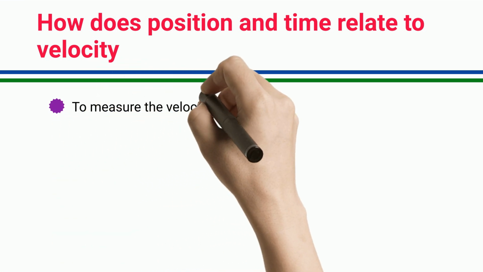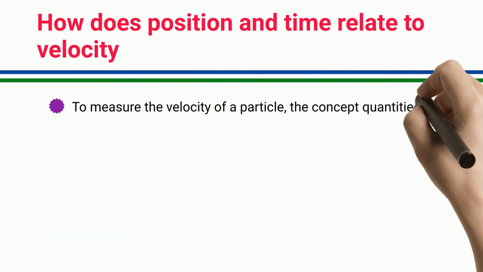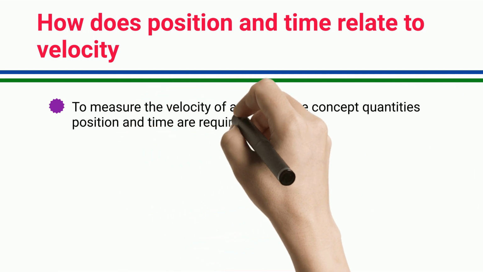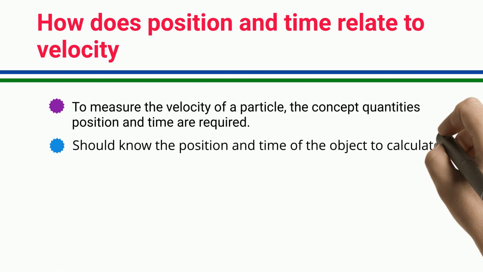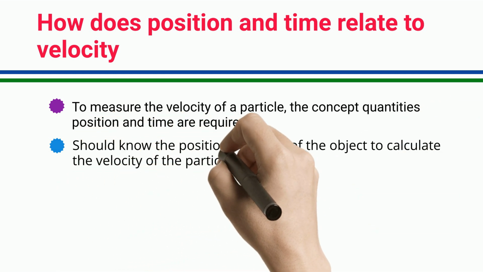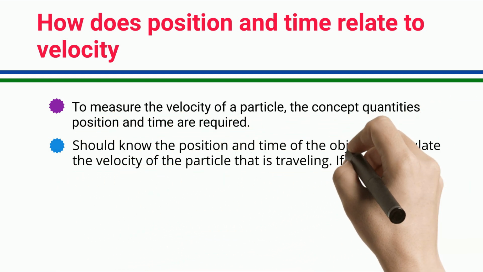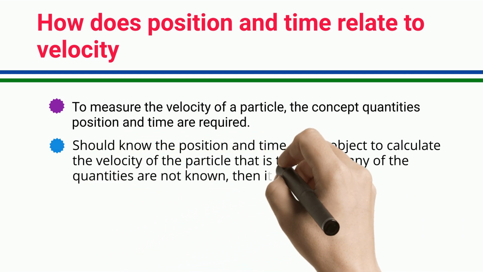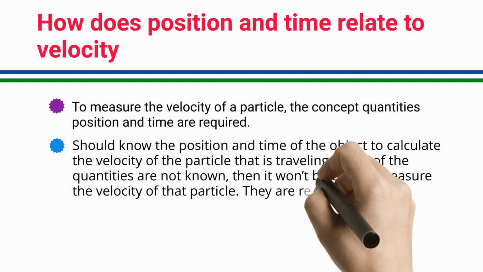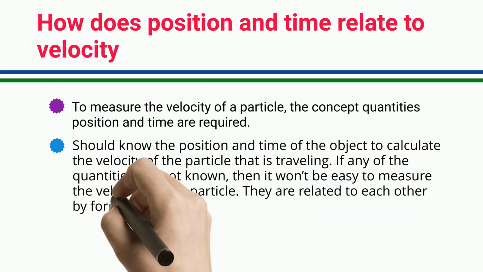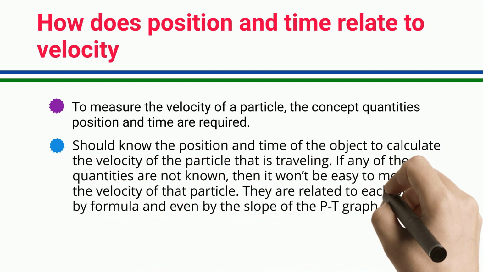How does position and time relate to velocity? To measure the velocity of a particle, the quantities position and time are required. We should know the position and time of the object to calculate the velocity of the particle that is traveling. If any of the quantities are not known, then it won't be easy to measure the velocity of that particle. They are related to each other by a formula and even by the slope of the PT graph, which calculates velocity.